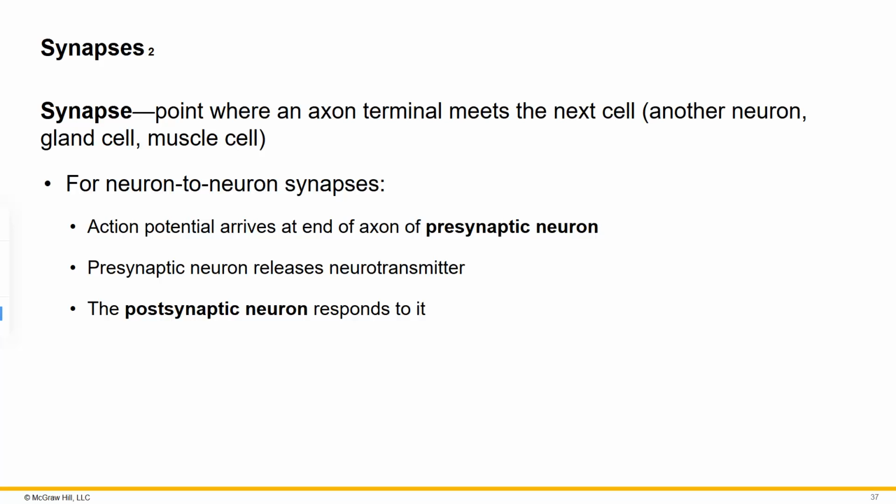Synapse, the point where an axon terminal meets the next cell or another neuron. For neuron-to-neuron synapses, the action potential arrives at the axon terminal of the presynaptic neuron. Here, pre and post are important. Pre means before it hits the gap, the synapse, the space between one neuron and the next neuron. The presynaptic neuron releases a neurotransmitter, and the postsynaptic neuron responds to it.